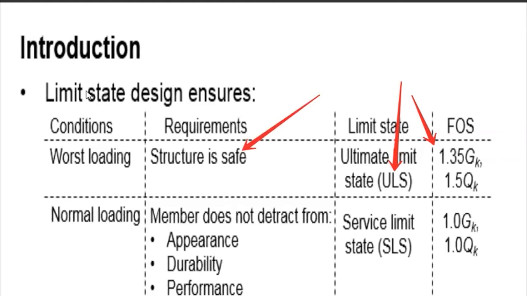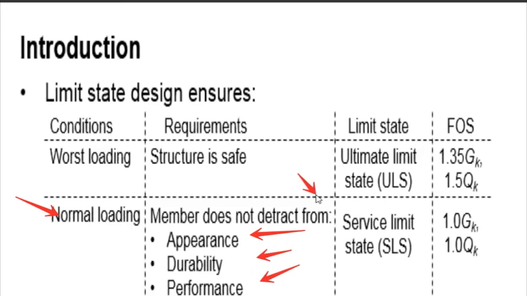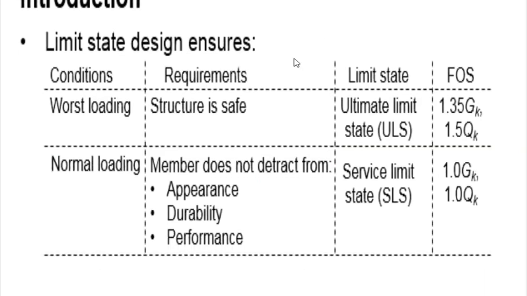So this is for the worst-case loading. Also, under normal loading, we say the member should not be distracted from its appearance, durability, and performance. And normally we say this is the serviceability limit state, or SLS.